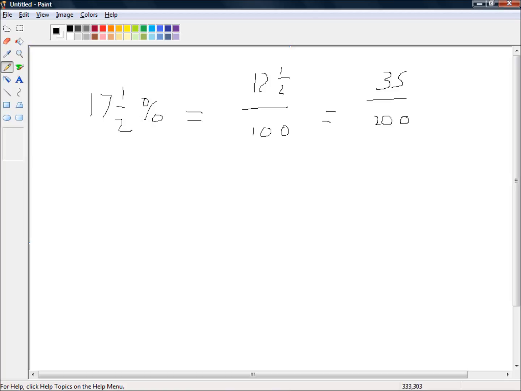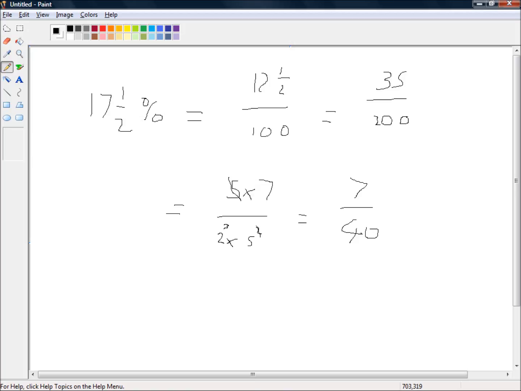And I'll reduce that to its prime factors. 35 is equal to 5 times 7, and 200 is equal to 2 times 100, which is 10 times 10, which we know is 2 squared times 5 squared, so that's going to be 2 cubed times 5 squared. One of those 5's will cancel with this 5, so that's equal to 7 on the numerator. So we've got 2 cubed, which is 8. 8 times 5 is 40. So 17.5% is 7 over 40.